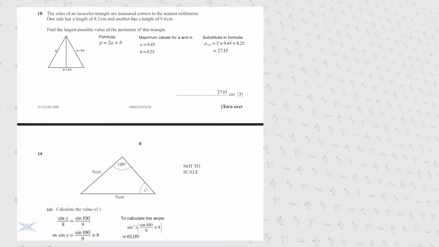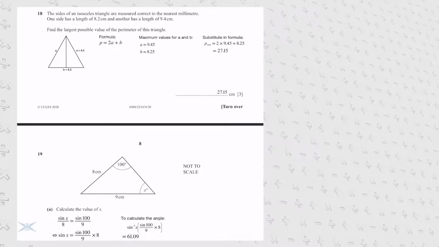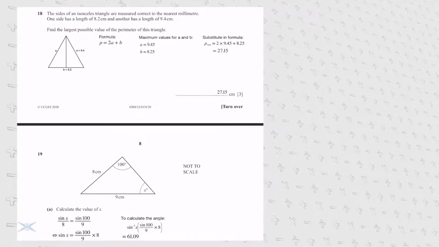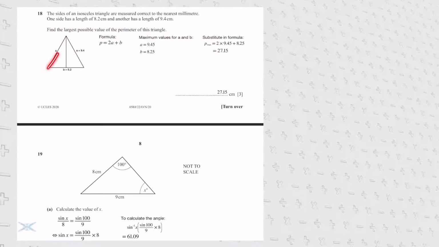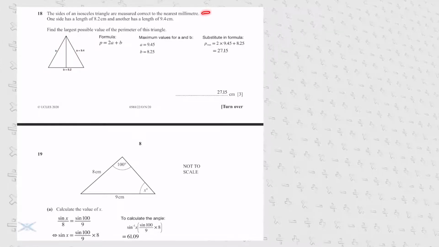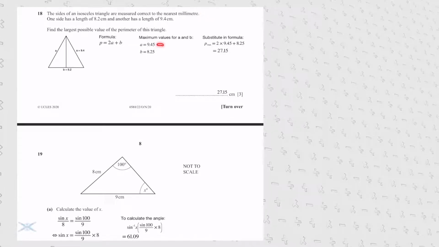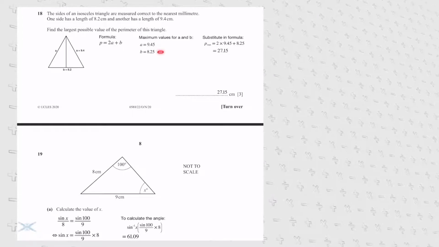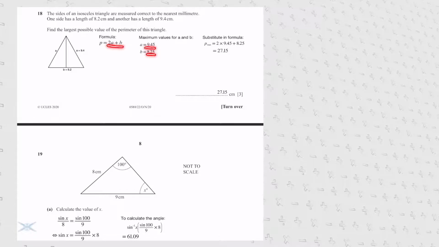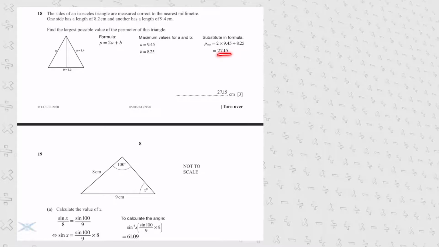So in this example here, a must be 9.4, it cannot be 8.2, since we are required to find the largest possible value for the perimeter of this triangle, and in order to maximize the size of the entire perimeter, the sides that are equal in the isosceles triangle must be larger than its base. Since the sides of that triangle are measured correct to the nearest millimeter, the largest possible values are 9.45 for a and 8.25 for b respectively. Now we substitute a and b with those values in the formula that helps us to determine the perimeter and get 27.15 centimeters as a result.